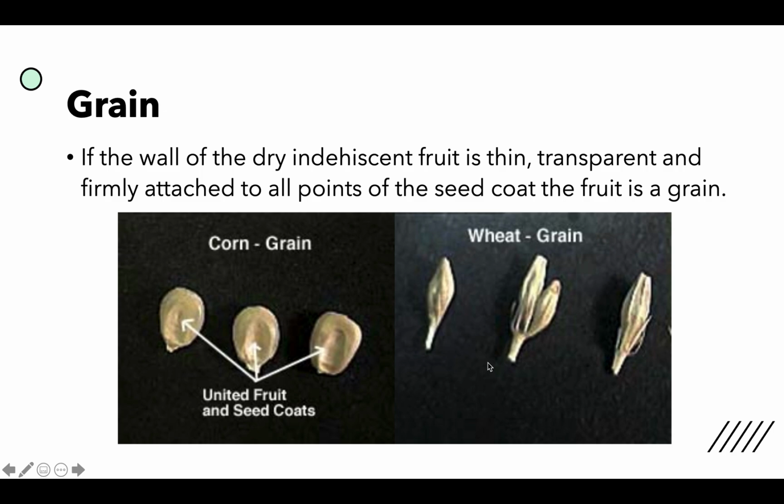If the wall of the dry indehiscent fruit is thin, transparent, and firmly attached to all points of the seed coat, then that fruit is a grain. Grain type of fruits are produced by members of the grass family, which include important food crops such as rice, corn, and wheat.